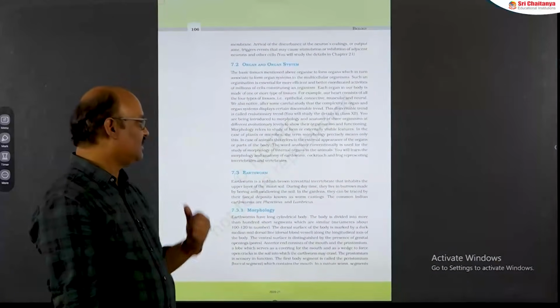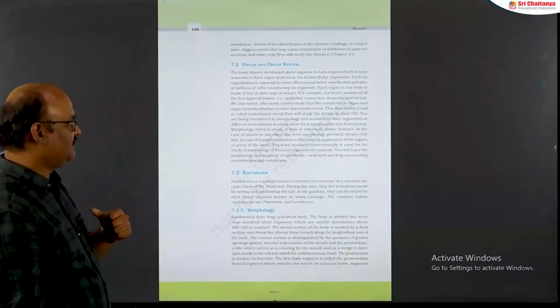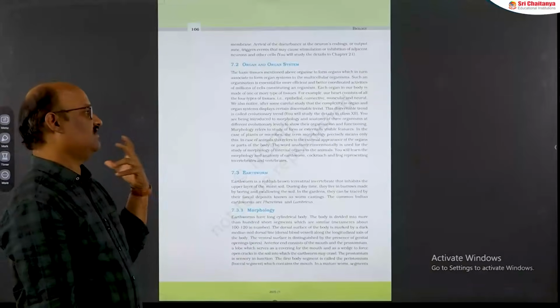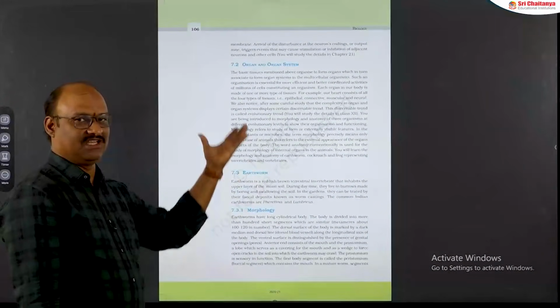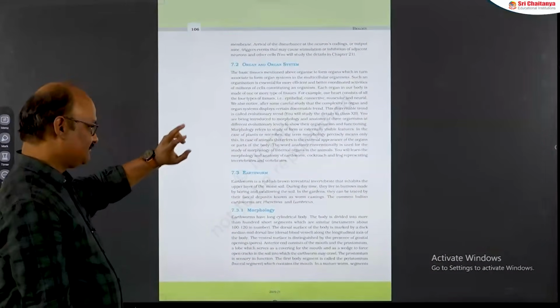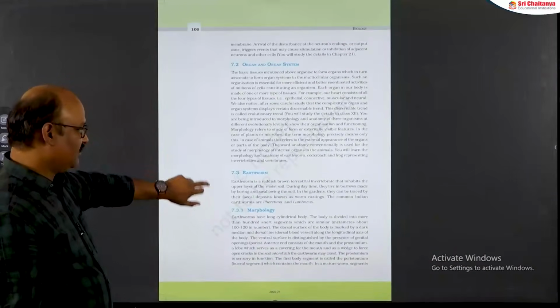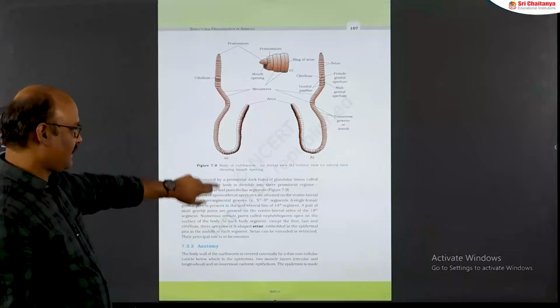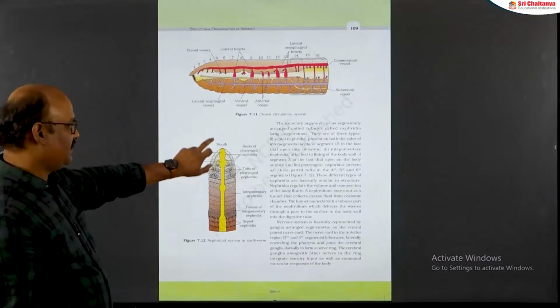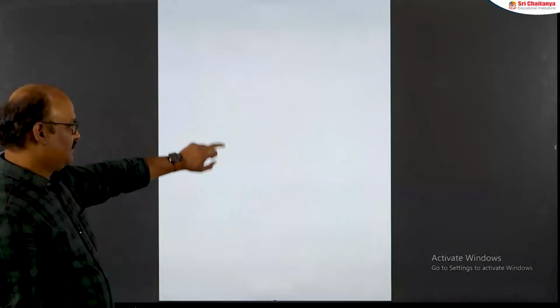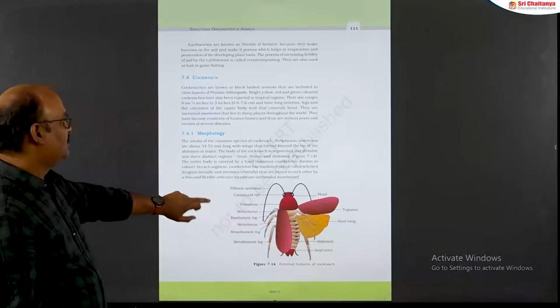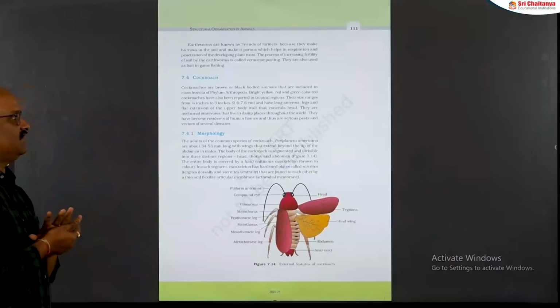Okay, this particular paragraph, just look at the particular paragraph carefully. There was no question in this paragraph, but it is our responsibility to look at every line of NCERT. An earthworm, you don't have, this is a deleted syllabus. So now we will go directly to cockroach. So cockroach, this is the introduction of the cockroach.